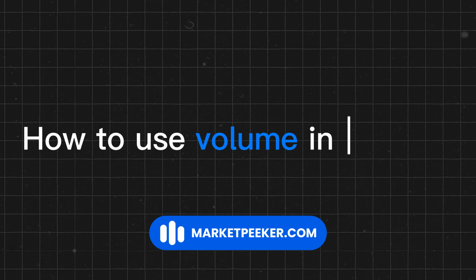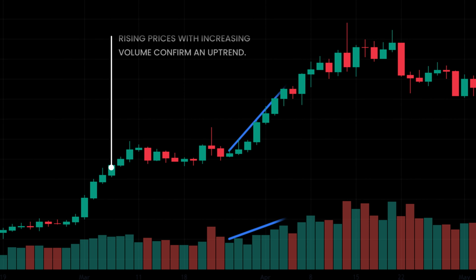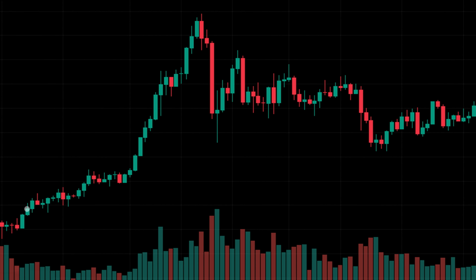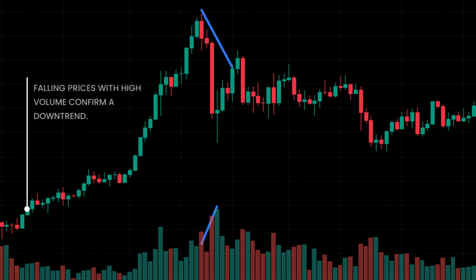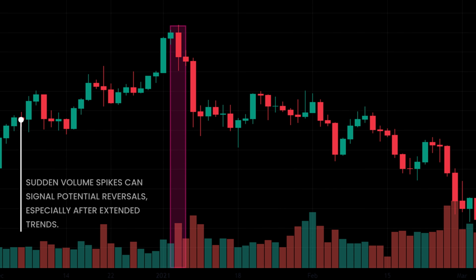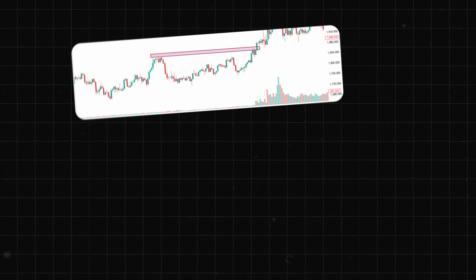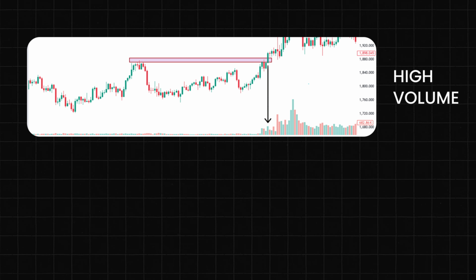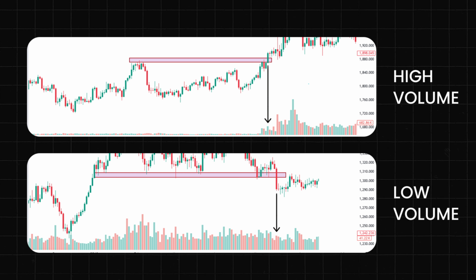How to use volume in trading. Trend confirmation: rising prices with increasing volume confirm an uptrend. Falling prices with high volume confirm a downtrend. Reversals: sudden volume spikes can signal potential reversals, especially after extended trends. Breakouts: high volume during a breakout validates the move, while low volume may indicate a false breakout.